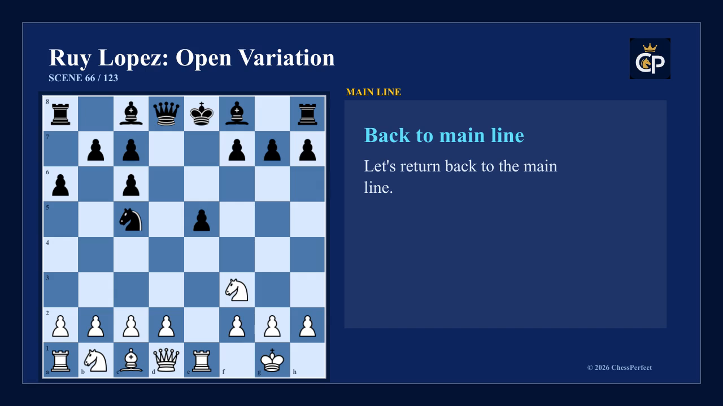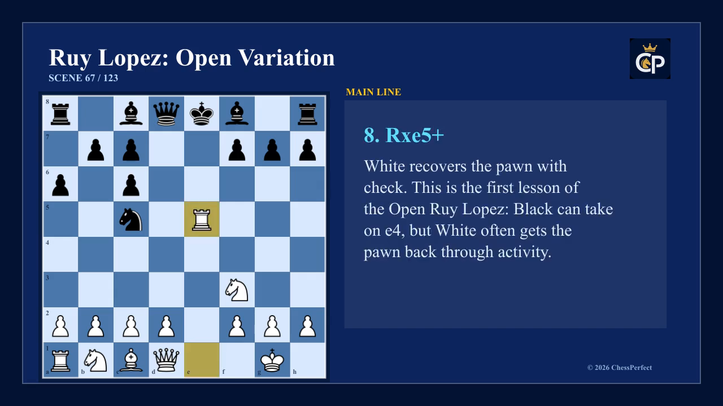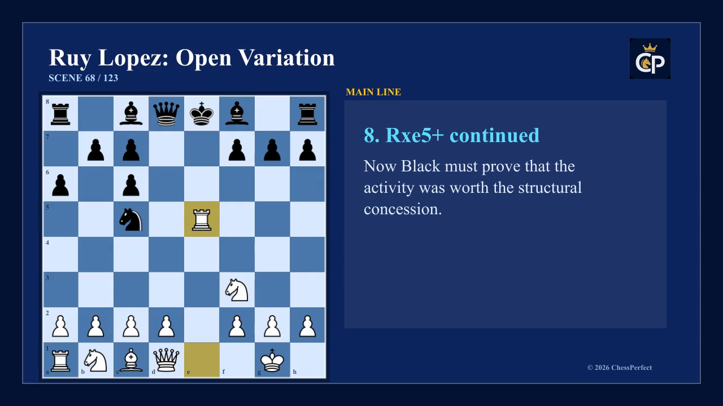Let's return back to the main line. Rook takes e5, check. White recovers the pawn with check. This is the first lesson of the open Ruy Lopez. Black can take on e4, but white often gets the pawn back through activity. Now black must prove that the activity was worth the structural concession.